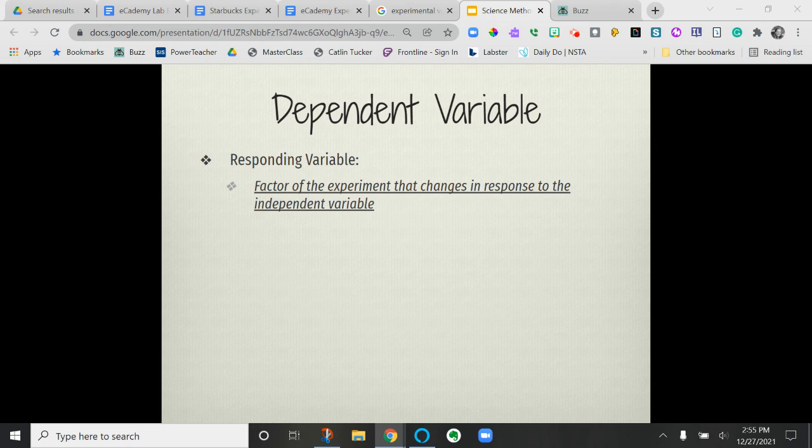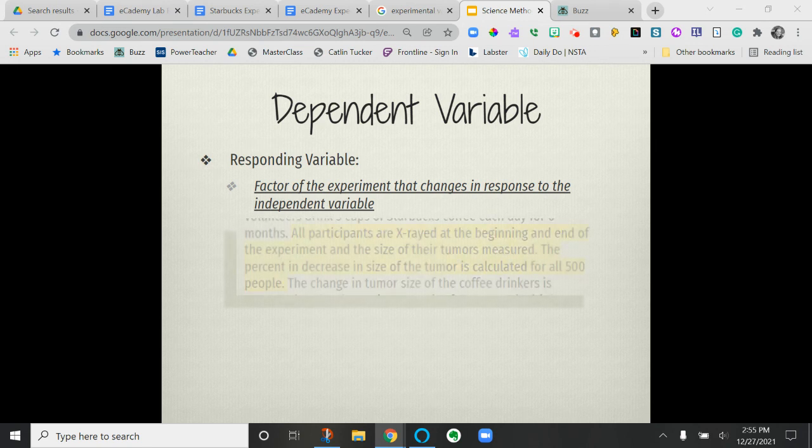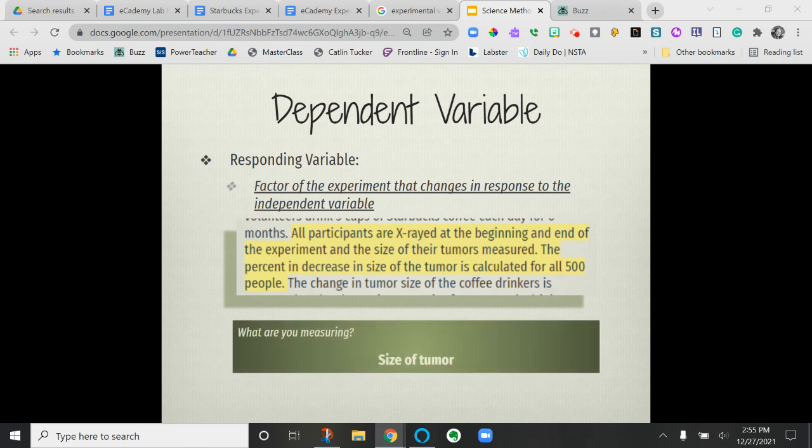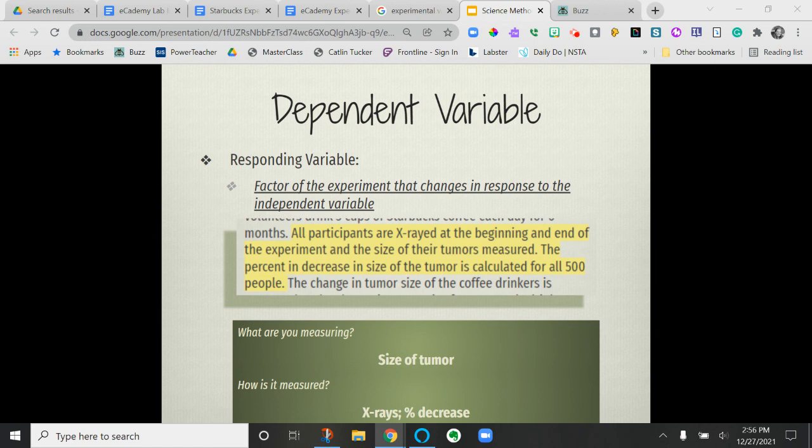These are fancy words to simply say, What are we measuring and how are we measuring it? So, what is the dependent variable in this experiment? The size of the tumor is what the researcher thinks will respond to the coffee treatments. And how is it being measured? The size will be measured using x-rays and compared to the size it was originally by calculating a percent decrease.